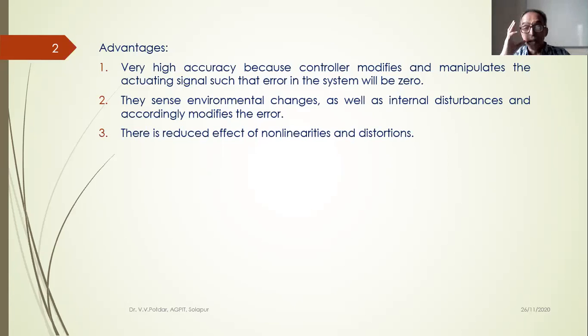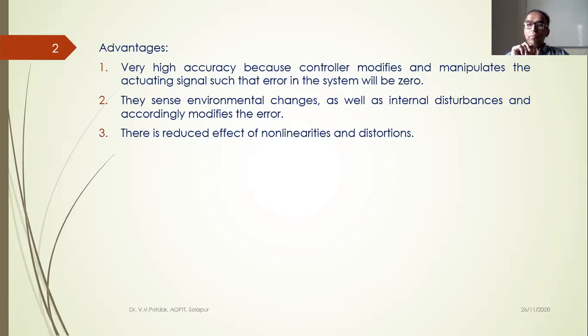Similarly, in the case of a furnace temperature control system, I increase the heater input by some value, and I expect the temperature change to be so much, and there should be proportionality. 10% increase in heater input, I should get maybe 10% increase in temperature. I make 20% increase in heater input, I should get 20% rise in temperature. This is the expected proportionality. This is the expected linearity.